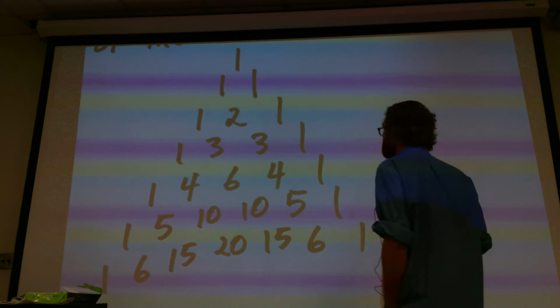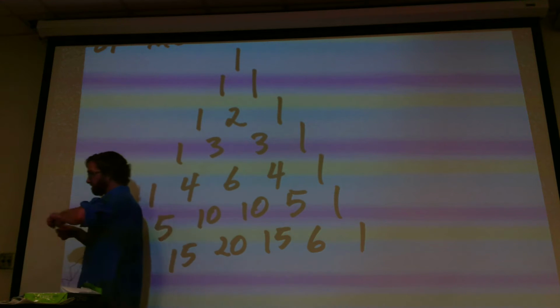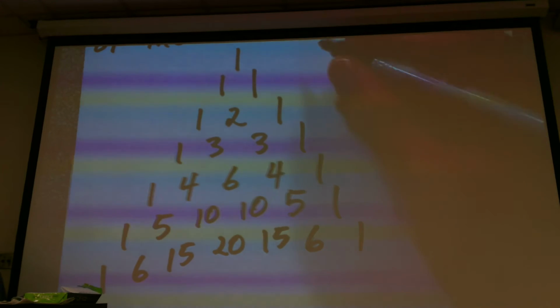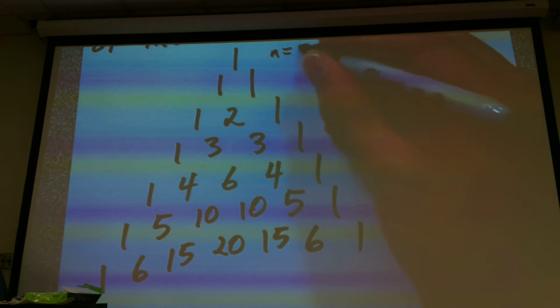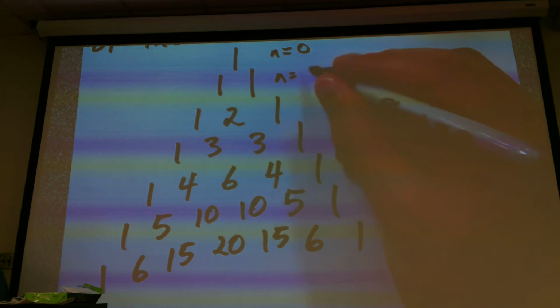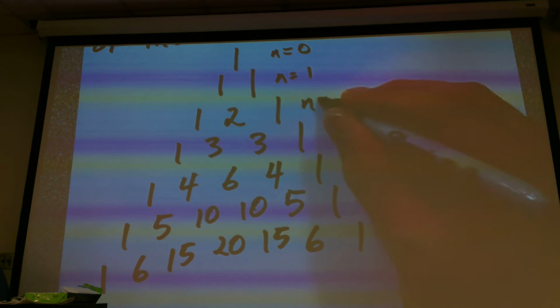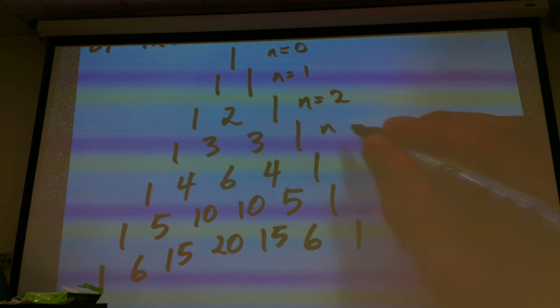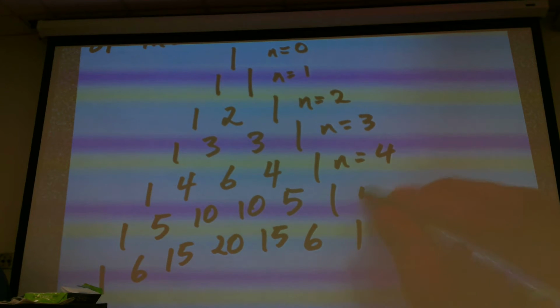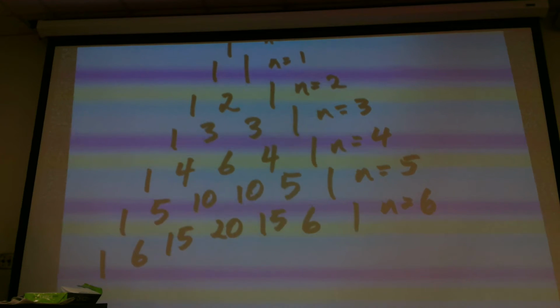Okay, so this first guy would be n equals 0, n equals 1, n equals 2, n equals 3, n equals 4, n equals 5, and n equals 6.